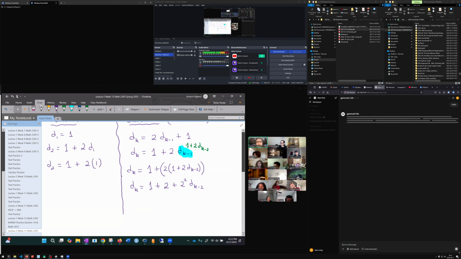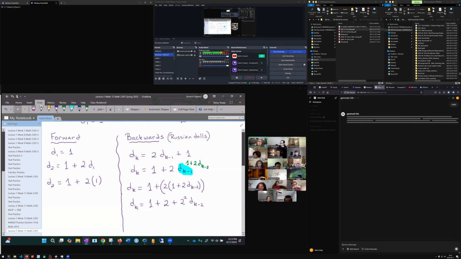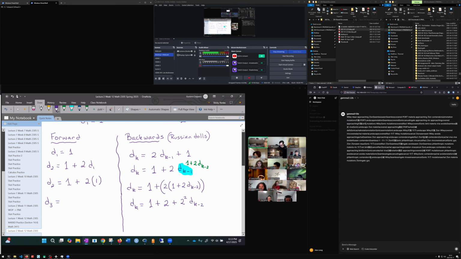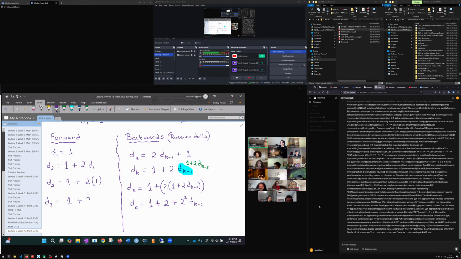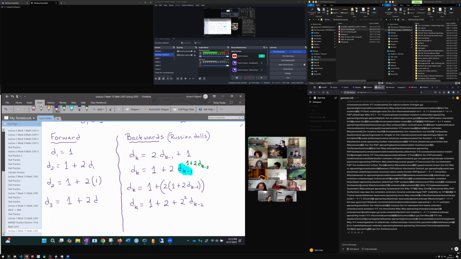Now, let me play on the left-hand side. On the left-hand side, I'm going to take a look at D3. Can you see how different they are? They are different. D3 is 1 plus 2 D2. Right there. And now I'm going to replace D2 by the one above.